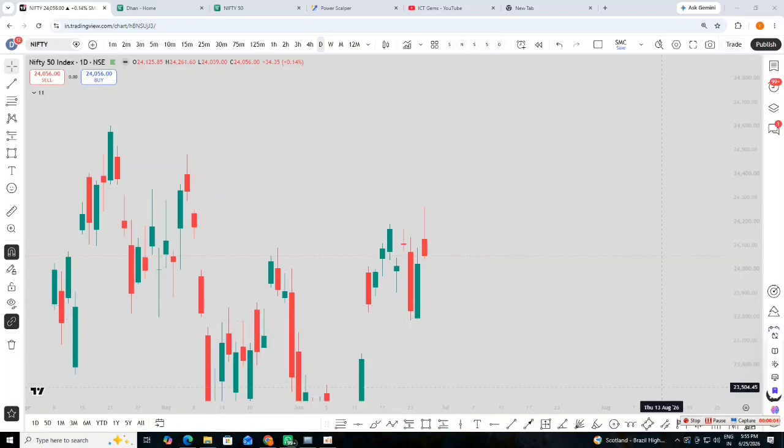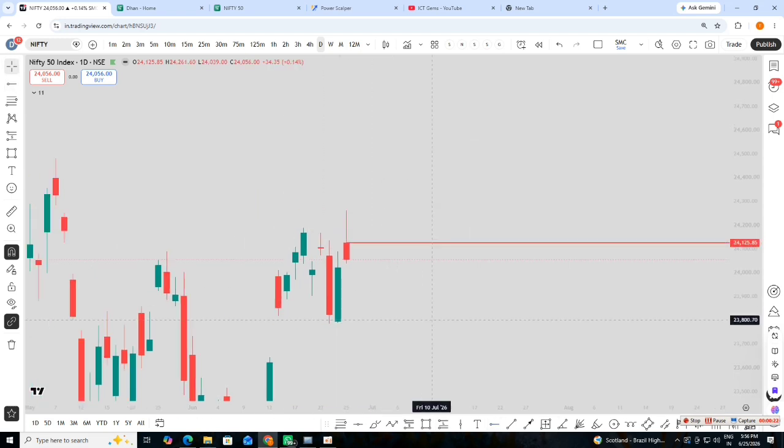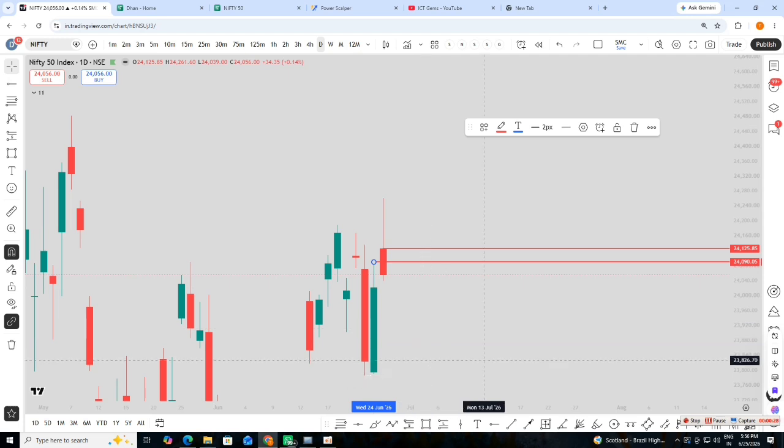Let's quickly go through today's price action, that is Jan 25th Thursday. With the price opening here, let's mark the nearby magnets around that price. We have a mitigation here, that is 24090.